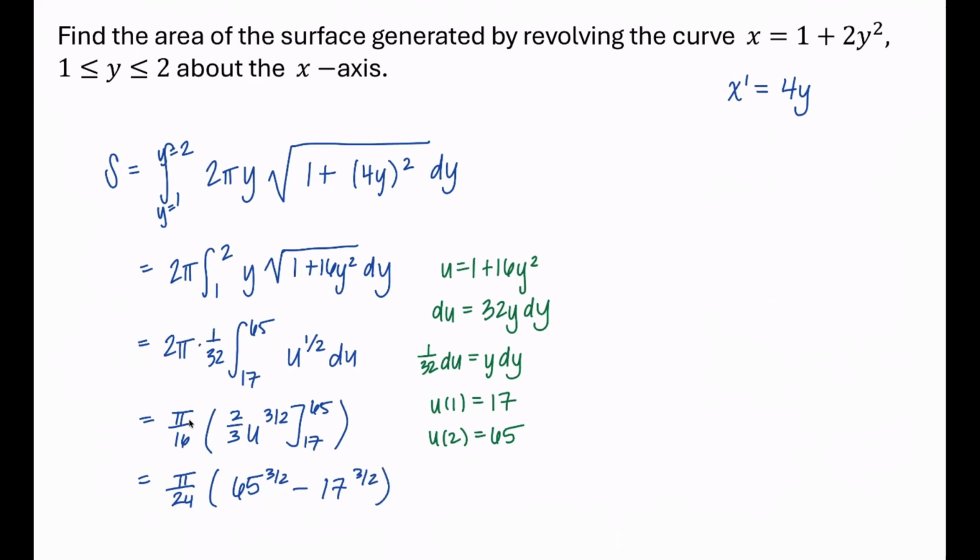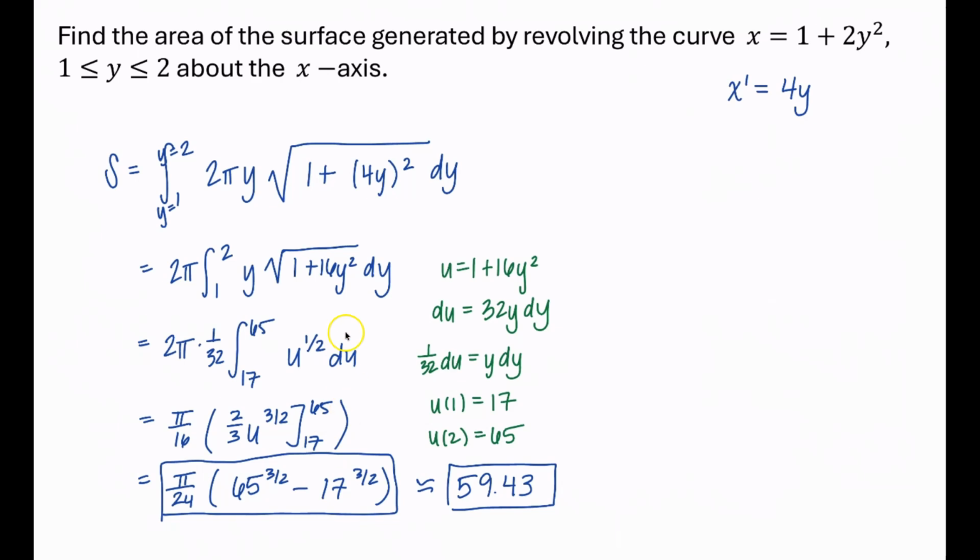And I can't evaluate either of those without a calculator. So I can't take the square root of 65 or the square root of 17. So this is my exact answer. If we wanted an approximate answer, the approximate answer is about 59.43.